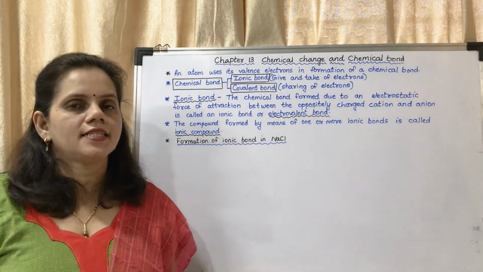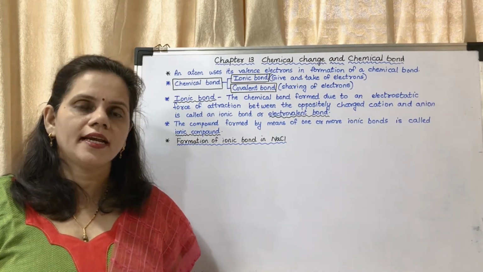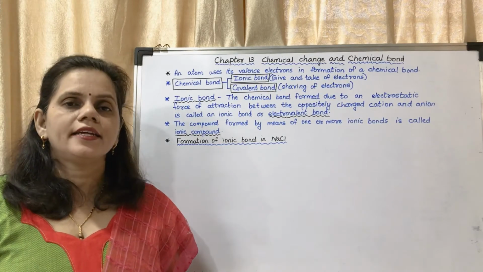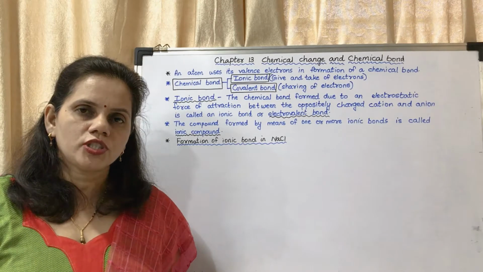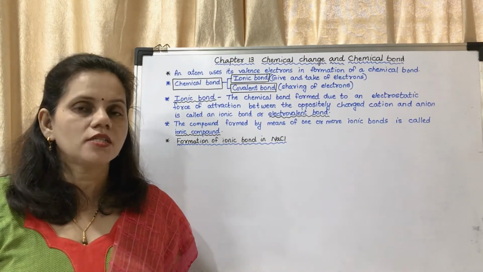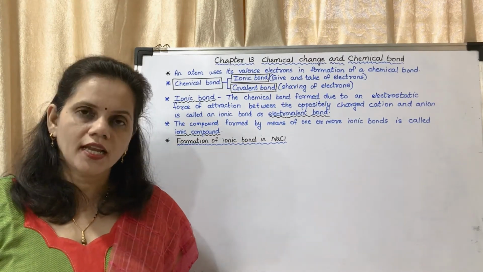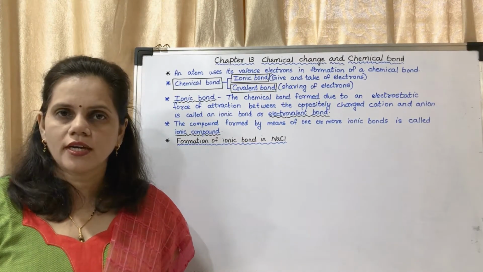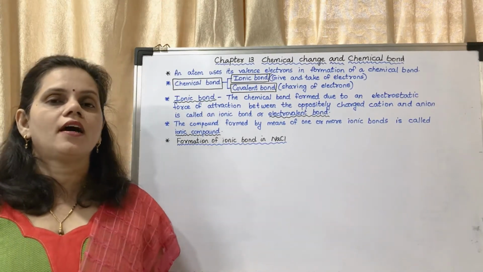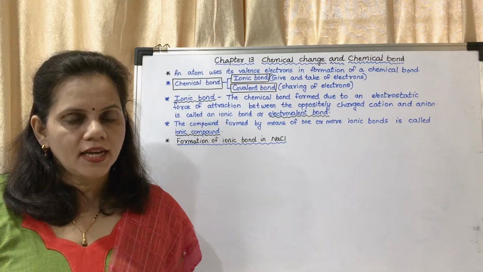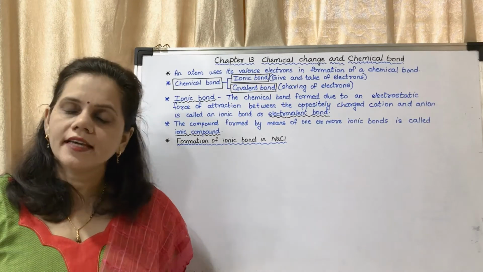Do you remember we had studied, if there are 1 or 2 or 3 electrons in the outermost shell, then it will give electrons. If there are 4 electrons in the outermost shell, it will share electrons. If there are 5 or 6 or 7 electrons in the outermost shell, it will take electrons from another element. I repeat, if there are 1 or 2 or 3 electrons in the outermost shell, it will give those electrons.